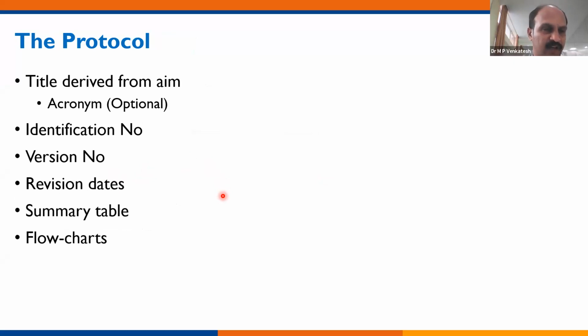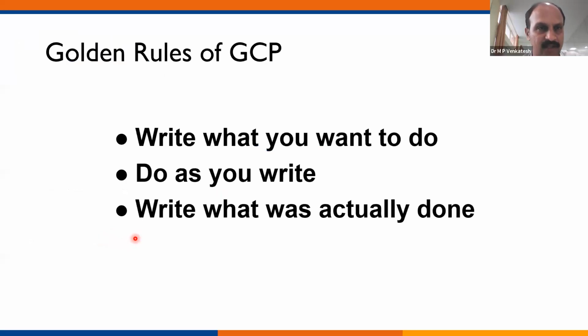You need to have an identification number and version number. A version is nothing but, when the clinical trial protocol started, it is version 0. Because of some requirements, if you change the contents of the protocol or the process, it becomes version 1. Version 1 will have the date when it was revised, which becomes the revision date. And when you revise, you have to provide in a summary table the basis of the revision and what the new version is. To understand things better, we need to give certain flow charts to make things easier.